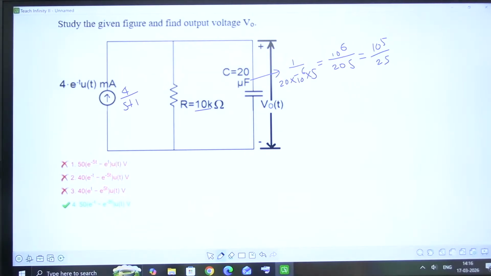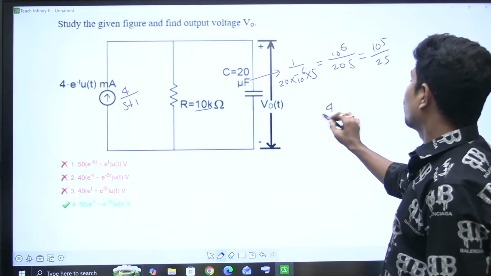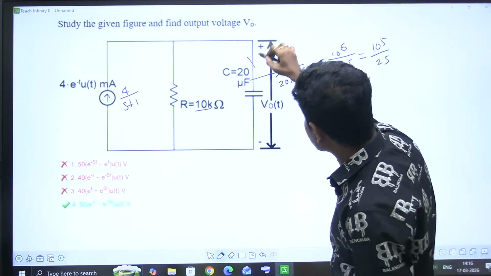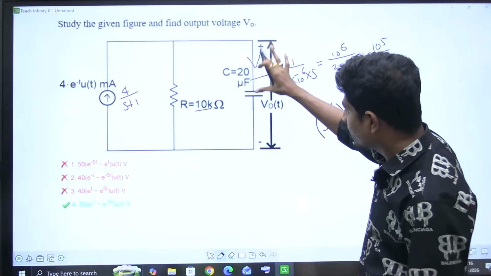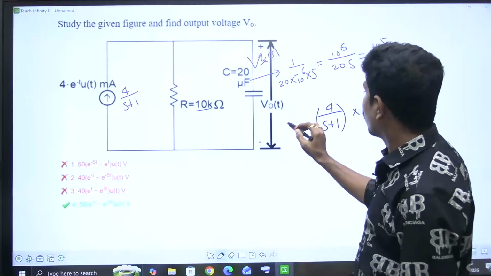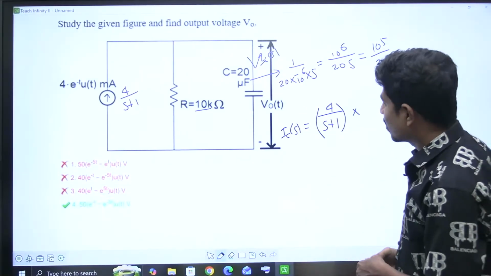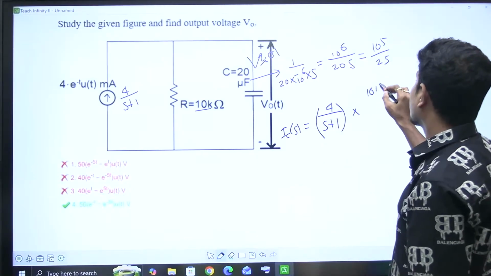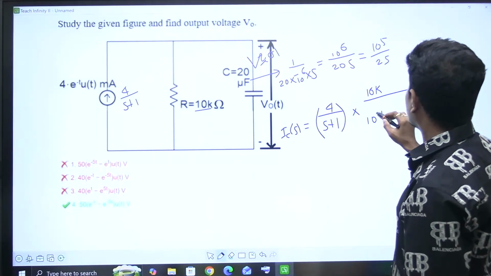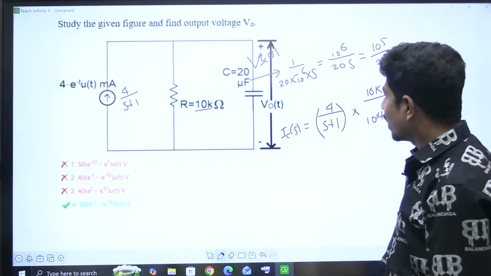How to apply current division, sir? Normally only. 4 by S plus 1 is the total current, and we want the current in this one, so the voltage of this one we want. First of all, I want the current through the capacitor, IC of S. Total current is 4 by S plus 1 into opposite impedance 10K by total impedance. How much is the total impedance? 10K plus 10K plus this 10 to the power of 5 by 2S.